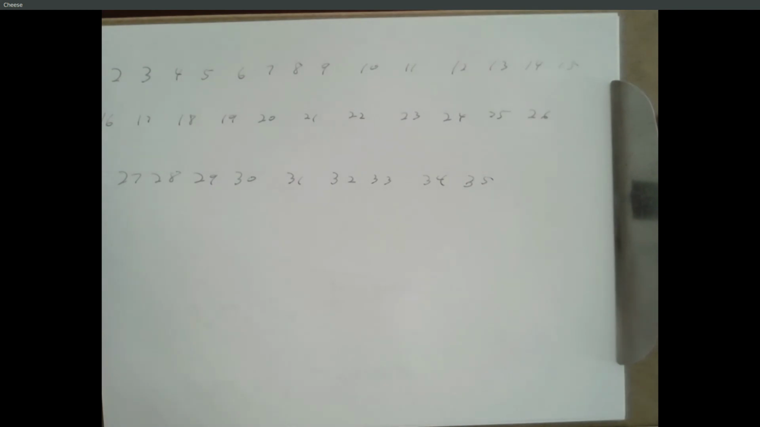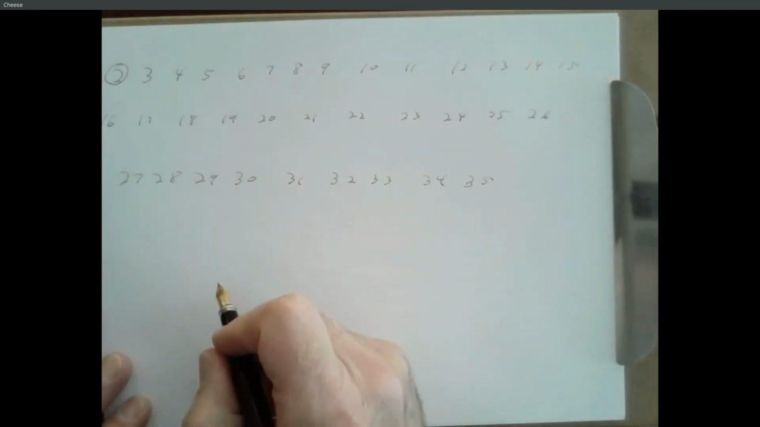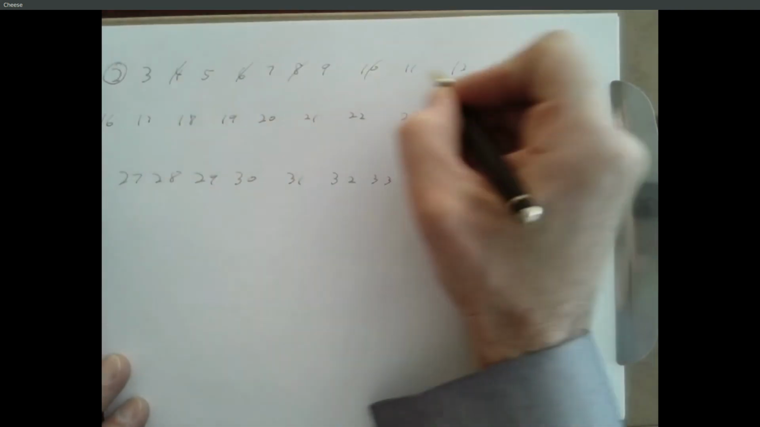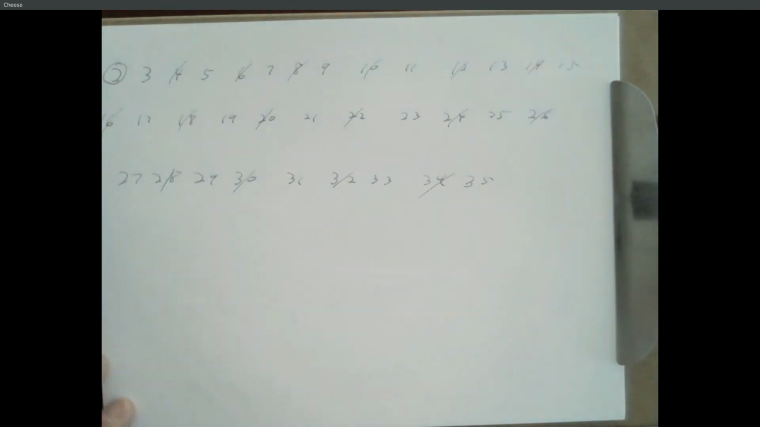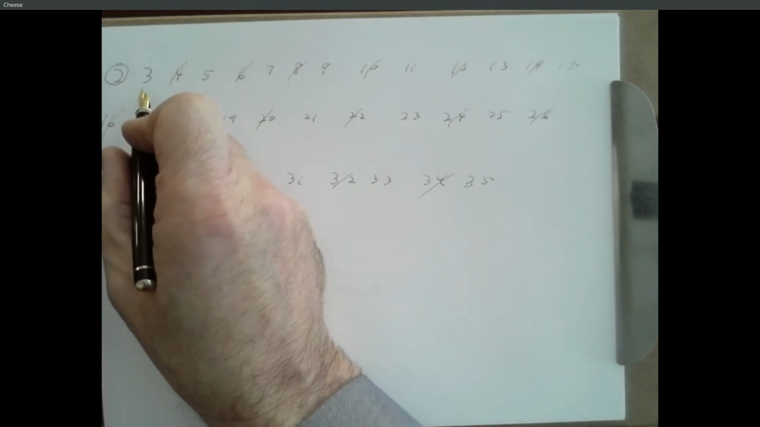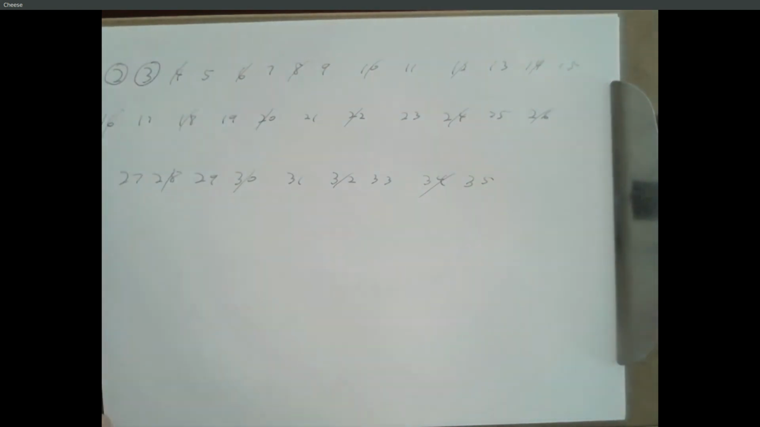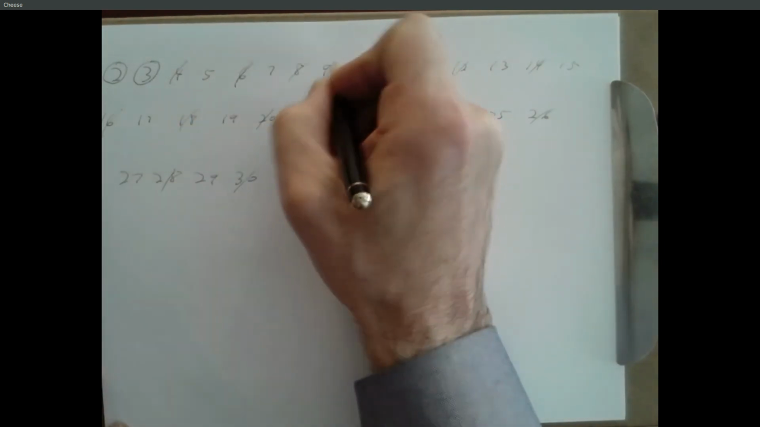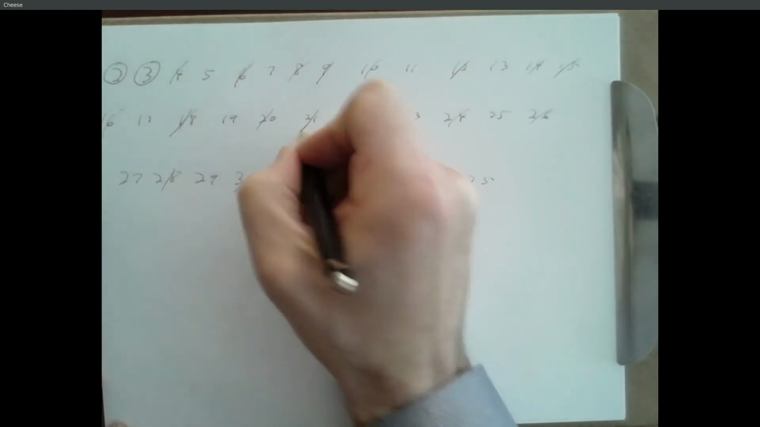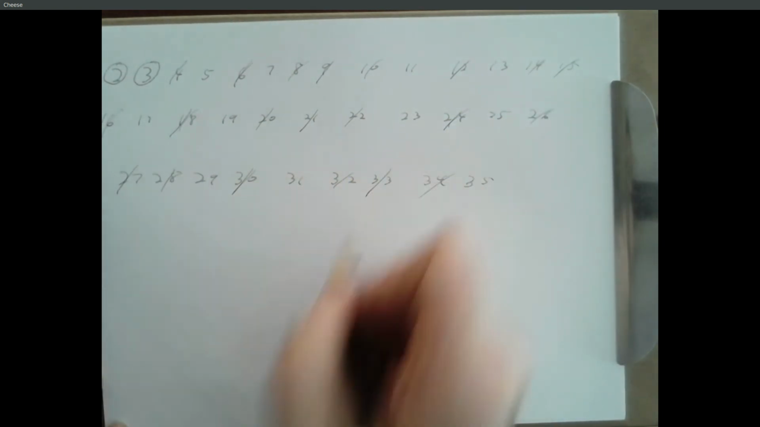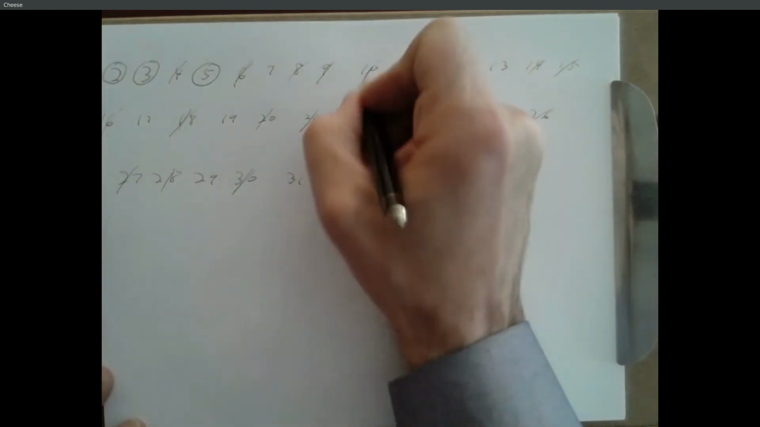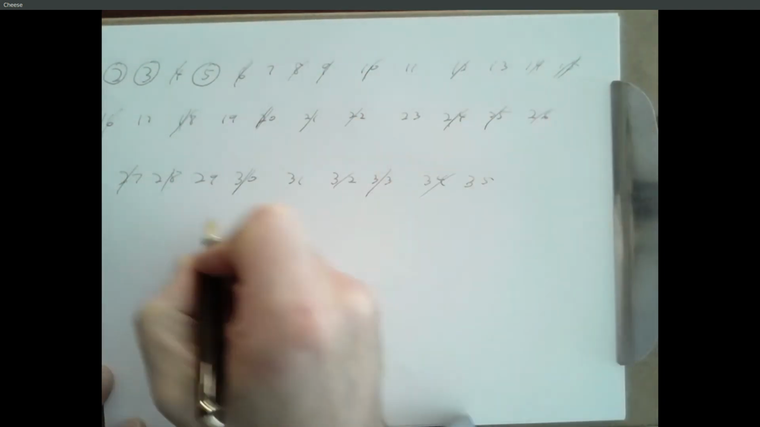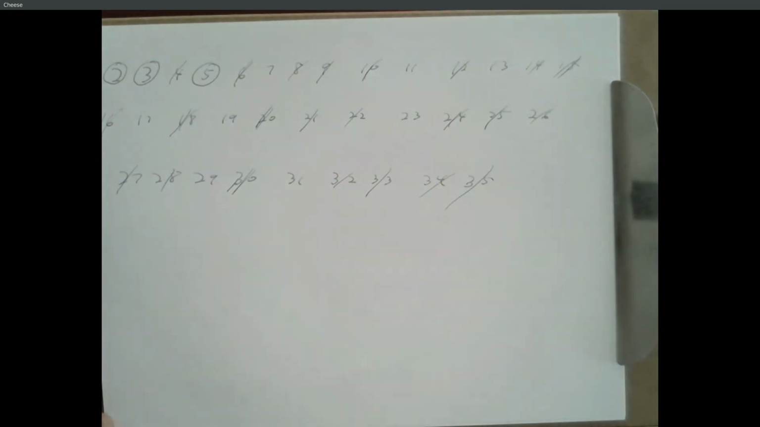Here's what we do. We start with the number 2. We circle that, and then we cross out every second number. Bam, bam, bam, bam, bam. All right, go to the beginning of your list. Find the first number that's not circled. Circle that. Cross out every third number. Go to the next number in your list that's not circled. Circle that. Cross out every fifth number. So that takes out 10, 15, 20, 25, 30, 35. And you just keep doing this.